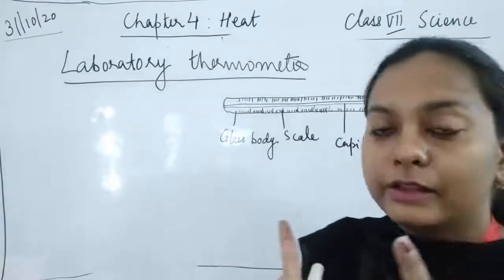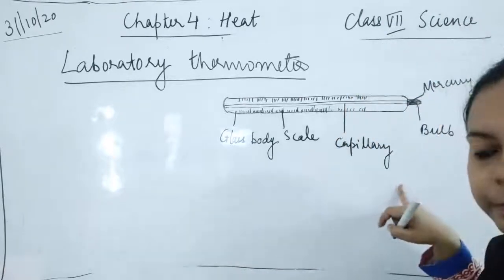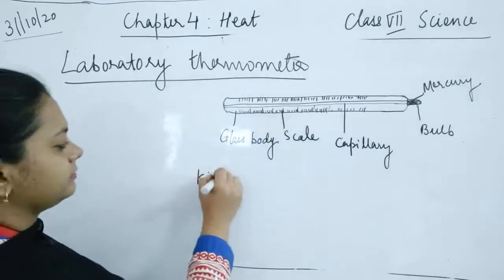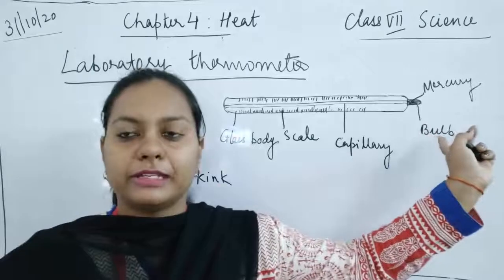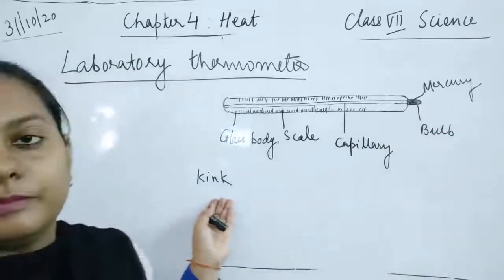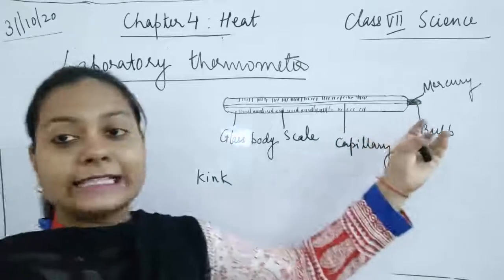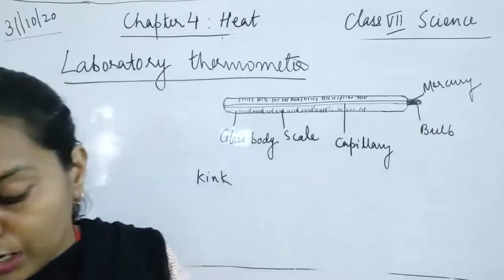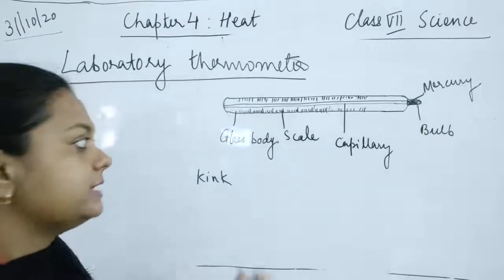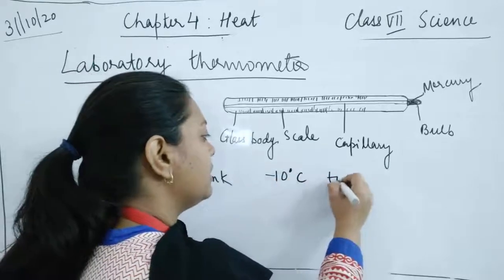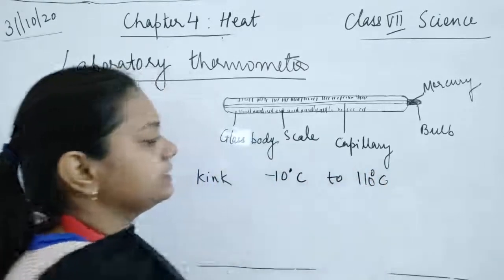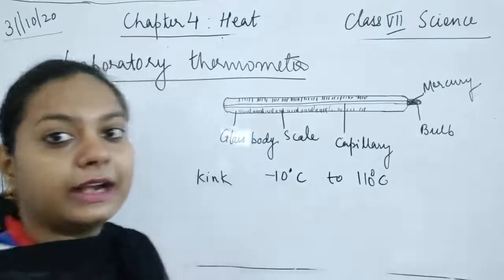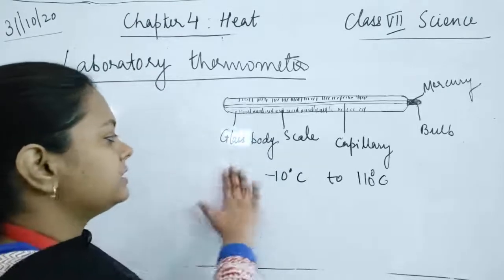There was one labeling which I have not drawn here. What is that labeling? The labeling is kink. I have neither made nor written the label of that particular part. So the kink is absent in the laboratory thermometer. Even its range is higher. It generally ranges from minus 10 degrees Celsius to 110 degrees Celsius. So its range is quite high.